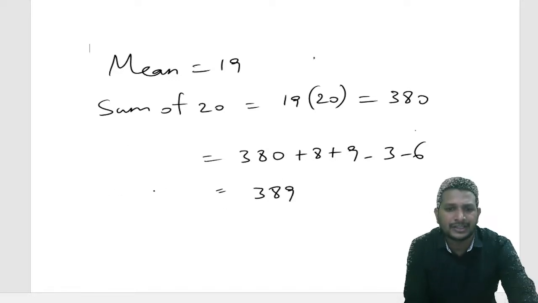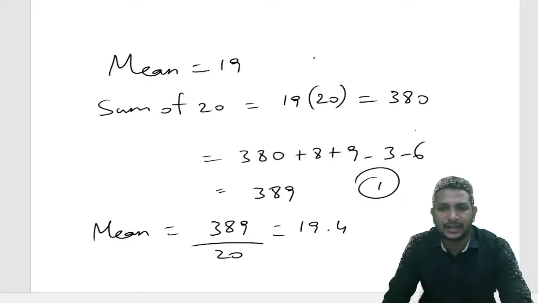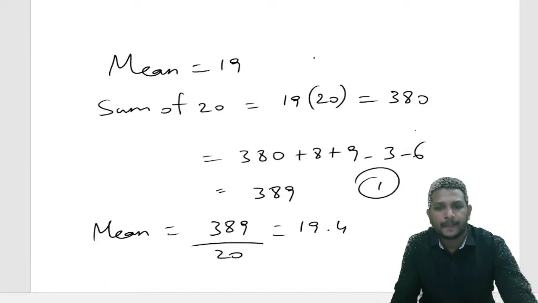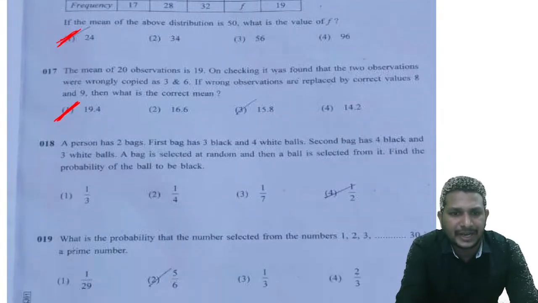Okay. So we got the sum of 20 observations, but they're asking to find the mean. 389 by 20. So if I do that calculation, 19.4, which is nothing but option 1. Option 1 is the answer. Okay. Next, look at the next question. 19.4 is the answer.